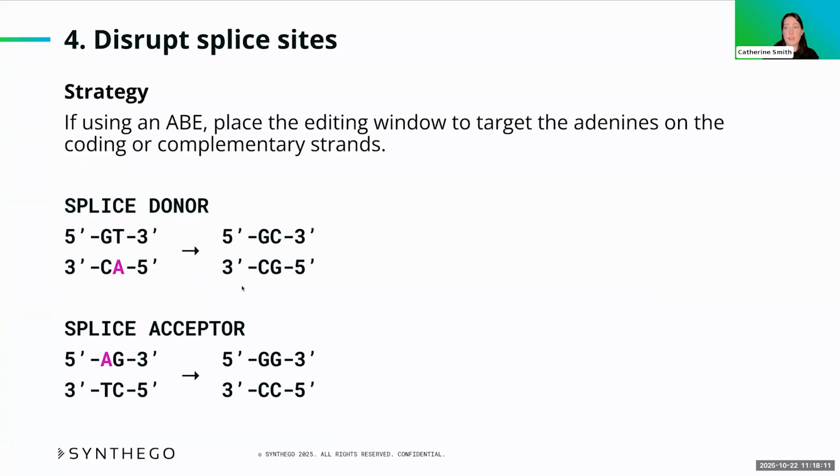If you're using an adenine base editor, you can target the adenines that are present either on the non-coding strand of the donor or the coding strand of the acceptor. And if you're using a cytosine base editor, you can target the cytosines that are present on the non-coding strand corresponding to either the splice donor or the splice acceptor.